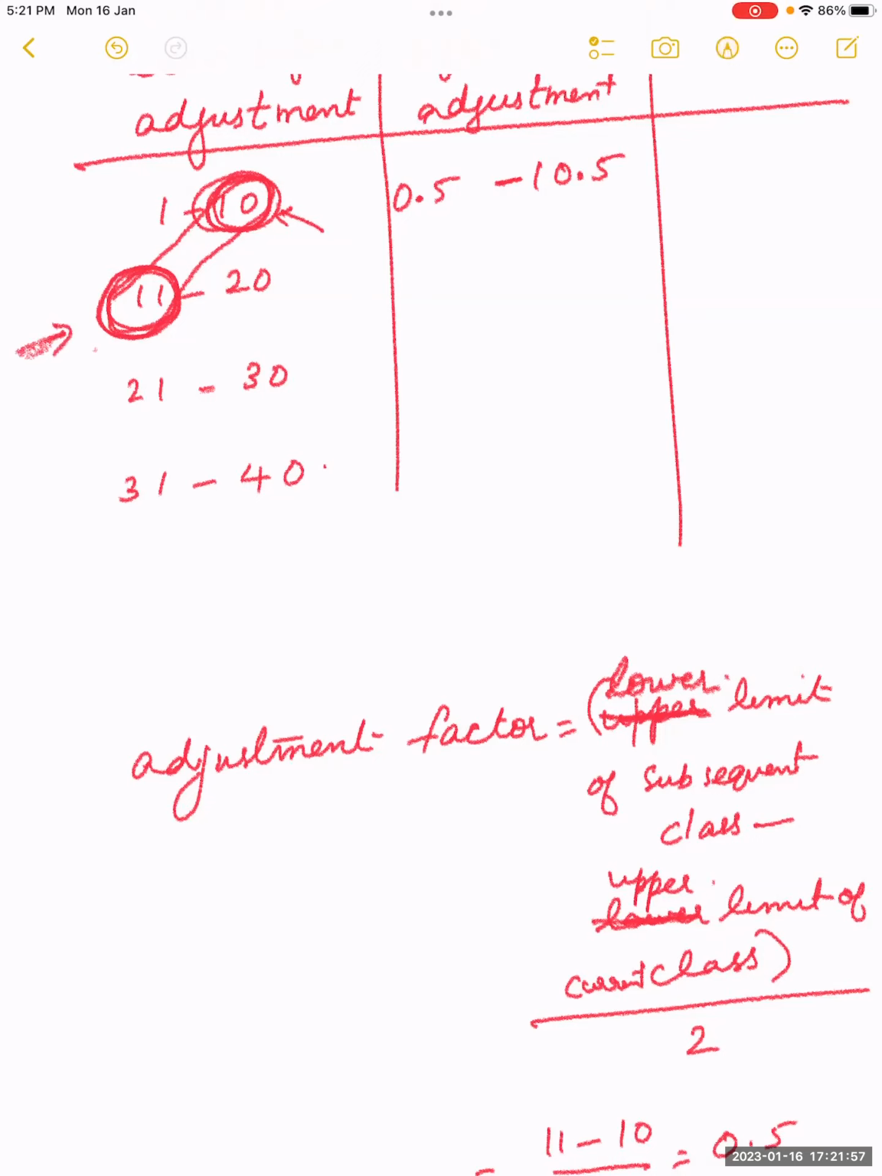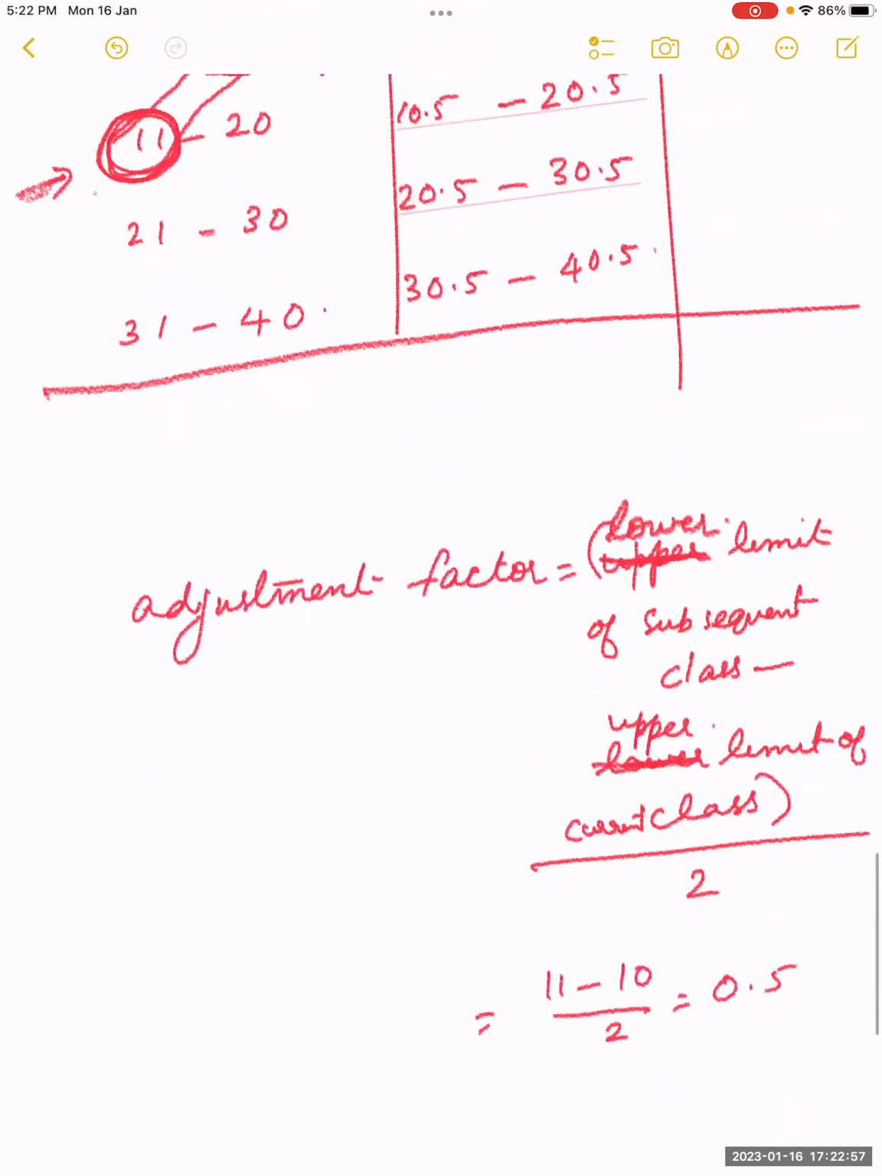Lower, always lower limit minus adjustment factor. So it would be 10.5. To upper limit, you have to add the adjustment factor. It is going to be 20.5. This process continues. Lower limit minus adjustment factor, upper limit plus adjustment factor. Understood?